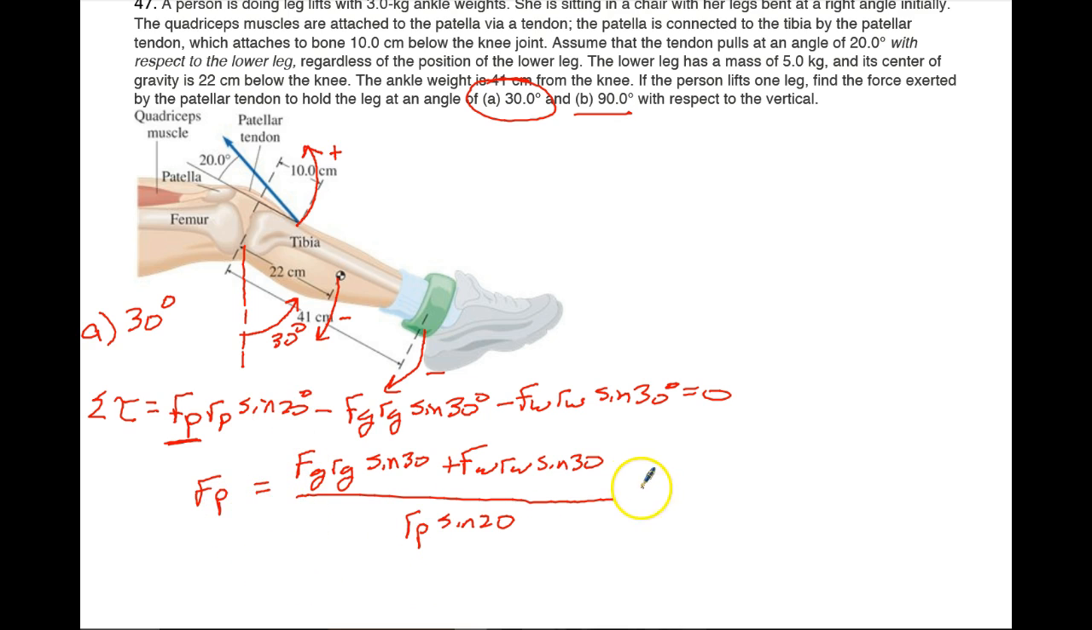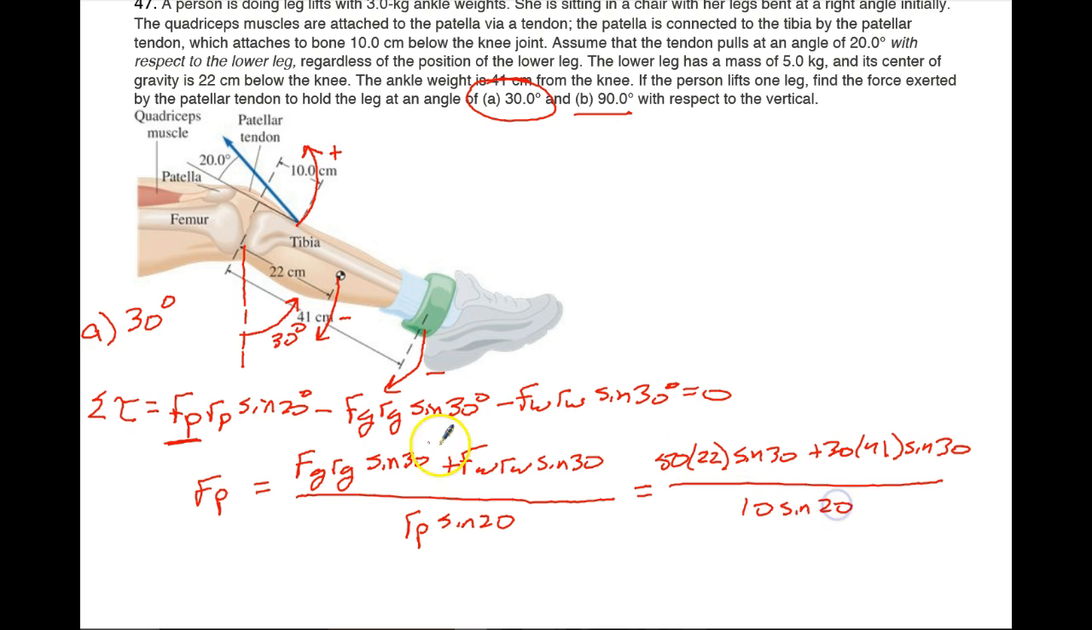If you plug all your numbers in, here you're going to have 50 times 22. Then you're going to multiply that times the sine of 30. You're going to add to it 30 times 41 times the sine of 30. And we're going to divide by 10 times the sine of 20. So that fills in all the numbers that we were given. You end up with about 550 plus 615, and we're going to divide that by 3.42. So you end up with 341 newtons.